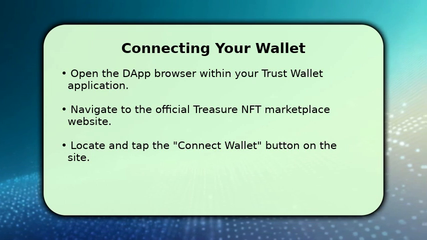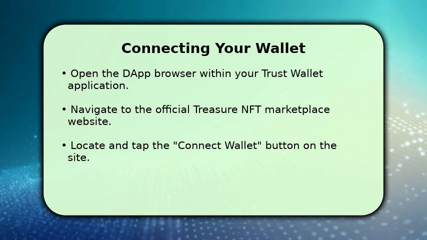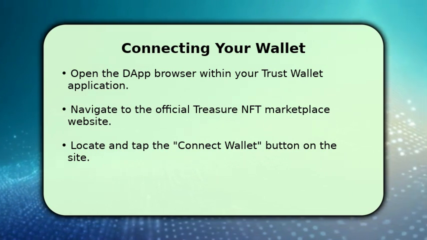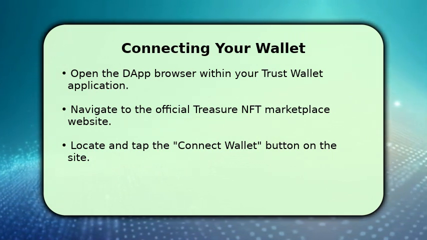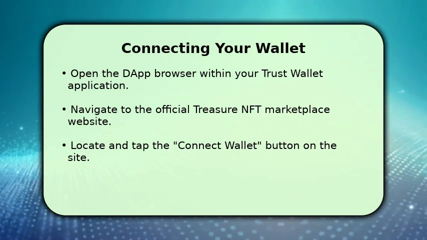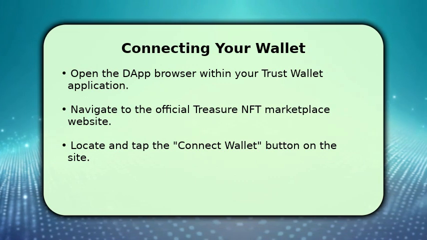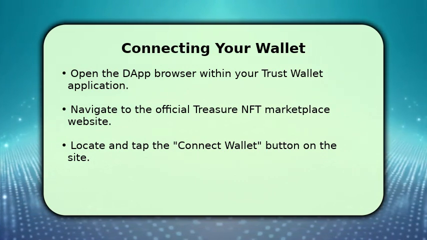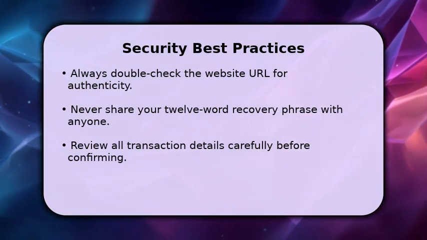First, open the D-app browser directly within your Trust Wallet application. Next, carefully navigate to the official Treasure NFT marketplace website. Once there, you'll find a Connect Wallet button, usually in the top right corner. Tap it, select Trust Wallet from the options, and then securely approve the connection request within your wallet. It's that easy. Security is paramount when interacting with decentralized applications.